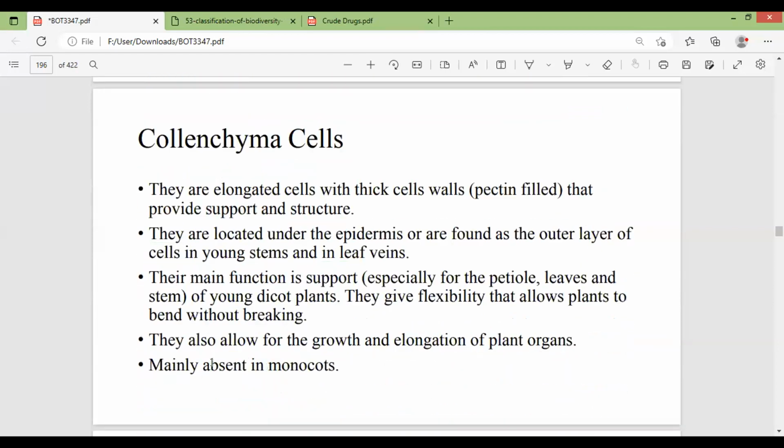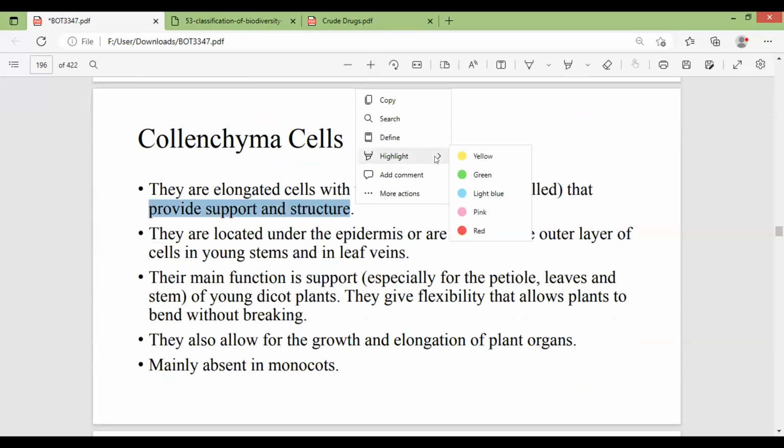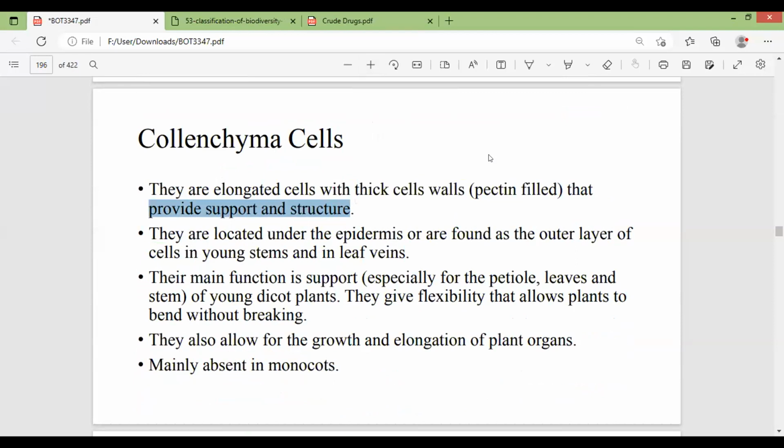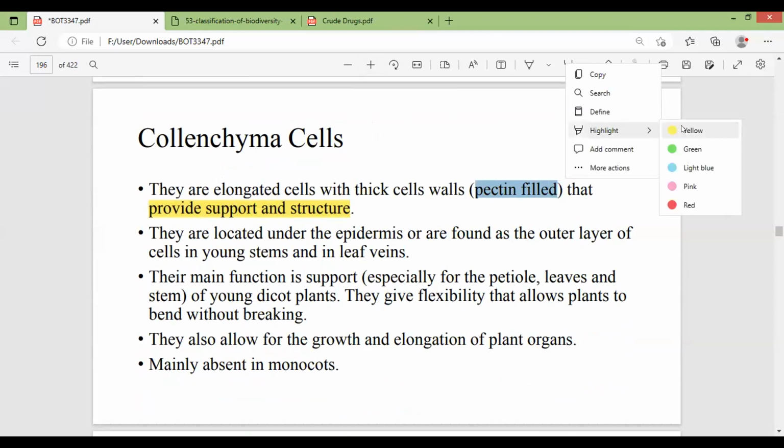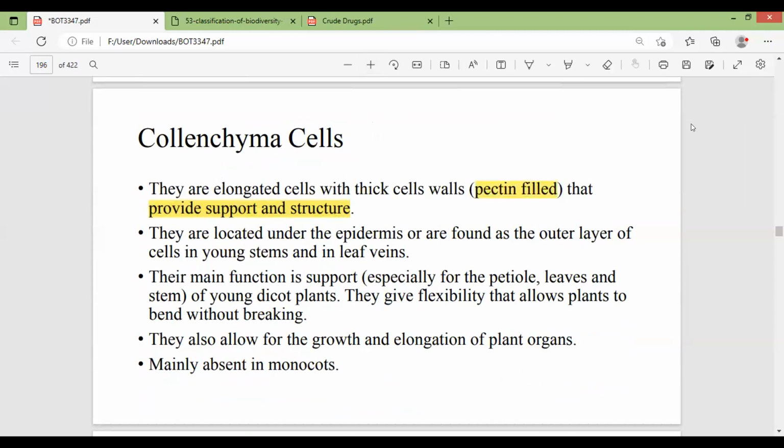So next we go to the collenchyma. Remember we said collenchyma, they are there to provide support and structure. That's the main thing, support and structure. And they are just pectin filled. Pectin, remember it was a type of starch, amylopectin, yeah. But just know they provide support and structure.